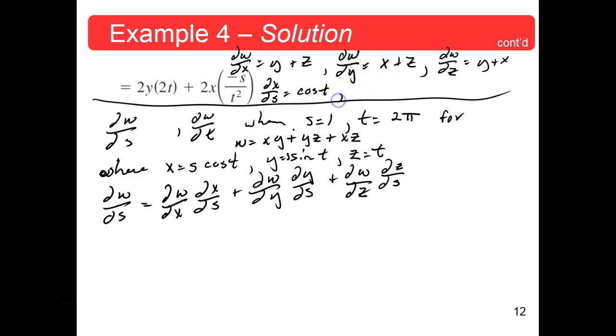So now let's do the partial of Y with respect to S. That's this one right here, and here is Y and S. So what would that be? That would just be sine T. And then we'll do the partial of Z with respect to S. This one right here. What would that be? It's going to be 0, because that's a constant.